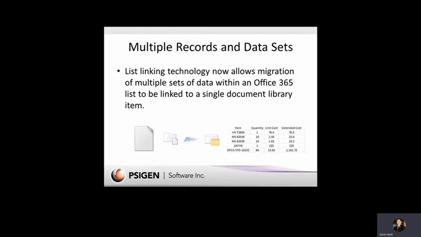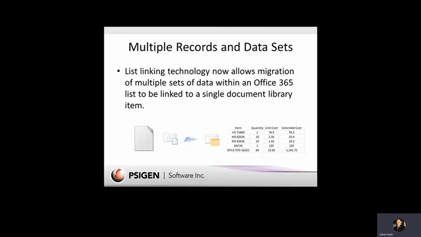Now you may say, when would I want to do that? Any type of document that may have multiple sets of data that are linked to an individual document. The example that comes to mind first is an invoice that might have multiple line items. We have the ability to not only write the information into a SharePoint list, but also as we're writing that list, creating a link to a document library to that image of the invoice.